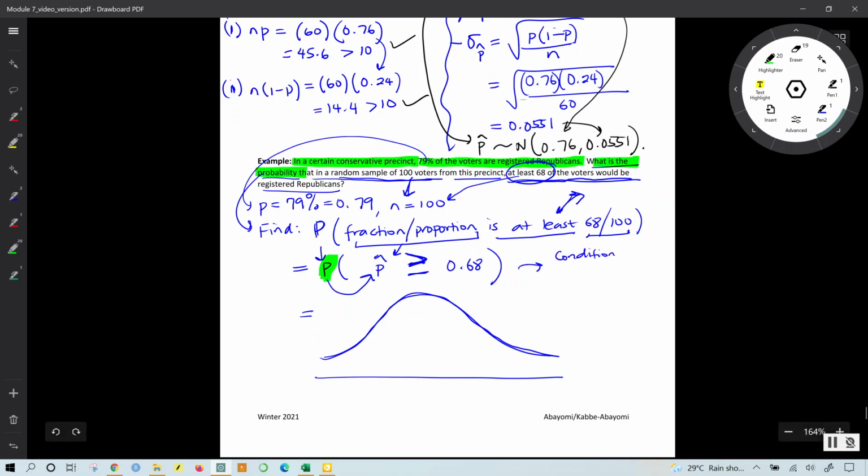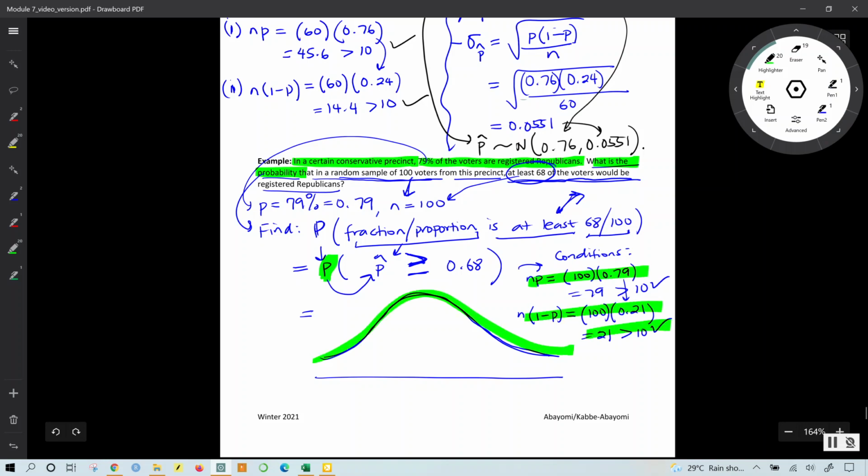The conditions to check will be, 1, if n times p is greater than 10, that will be, in this case, 100 times 0.79, and that is 79. This is greater than 10, that checks out. Then n times 1 minus p will be 100 times 1 minus 0.79, which is 0.21, and that is equal to 21. That is also greater than 10, that also checks out. So since both conditions are met, I am good to use the normal distribution to find this probability.